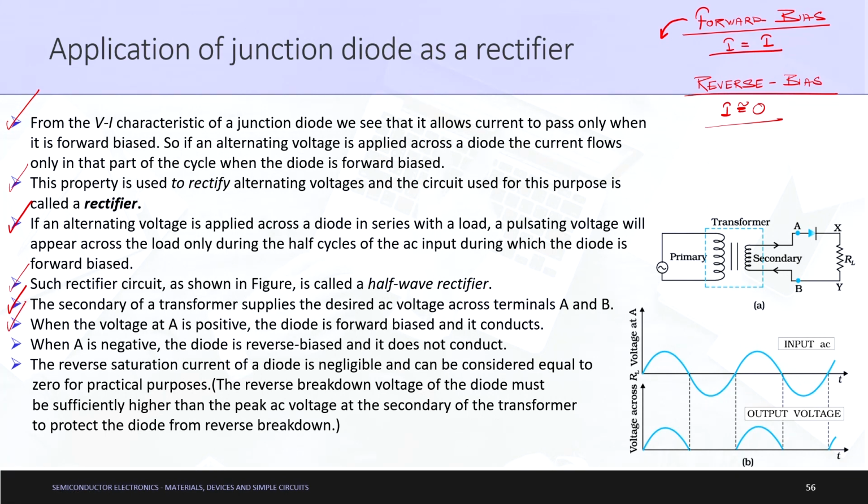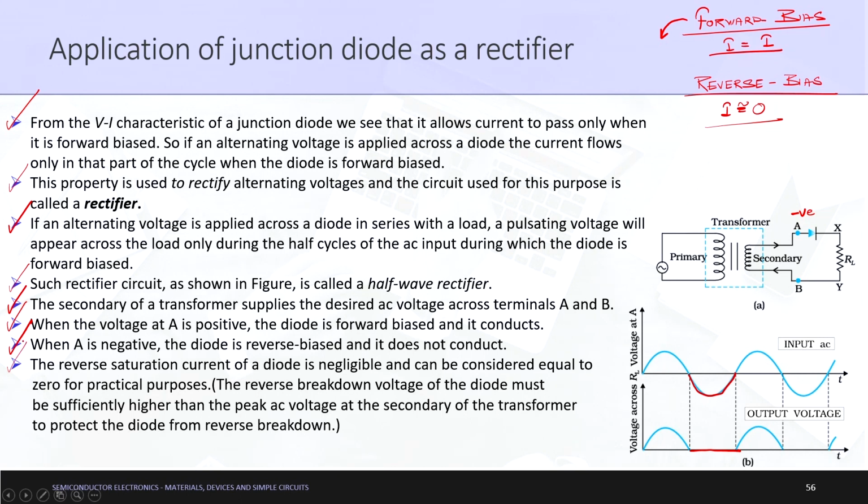Now, when the voltage at A is positive, let us say the voltage here is positive, the diode is forward biased and it conducts. When A is negative, meaning when we are talking about this location here, the diode is reverse biased and it does not conduct. So, there is nothing observed here.